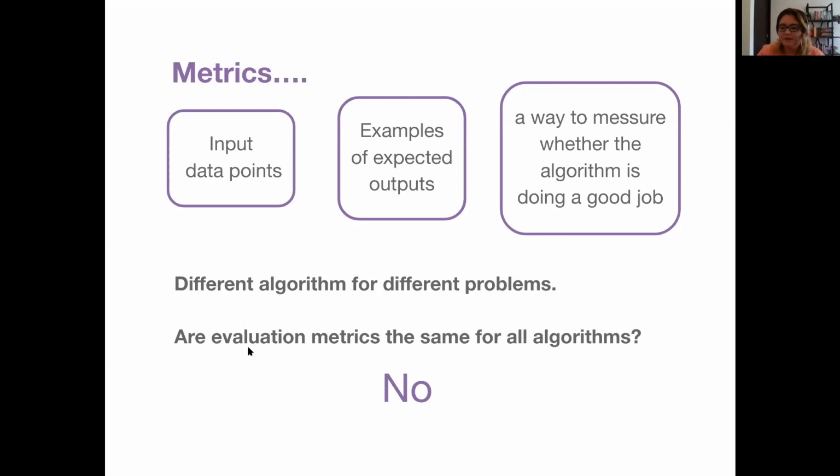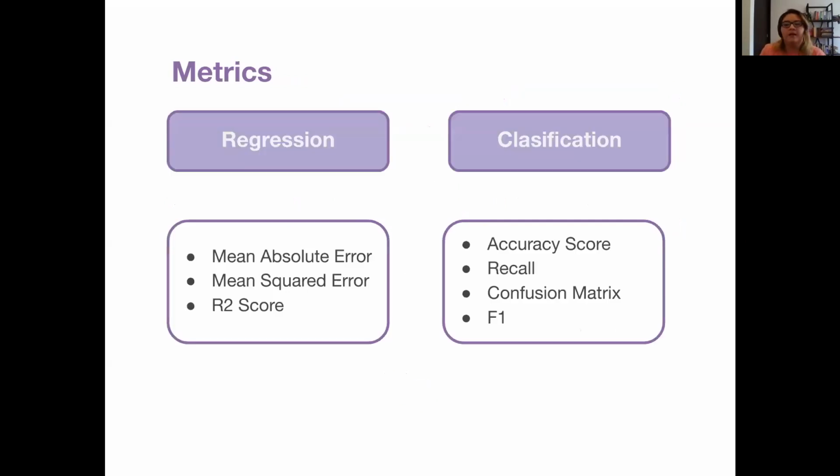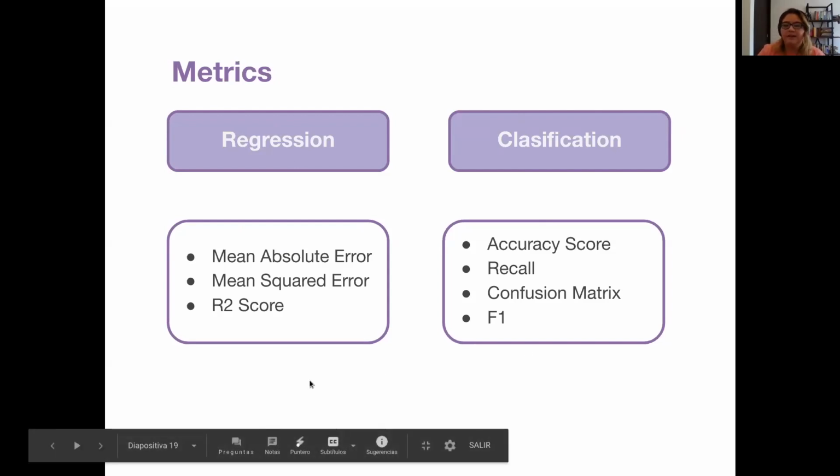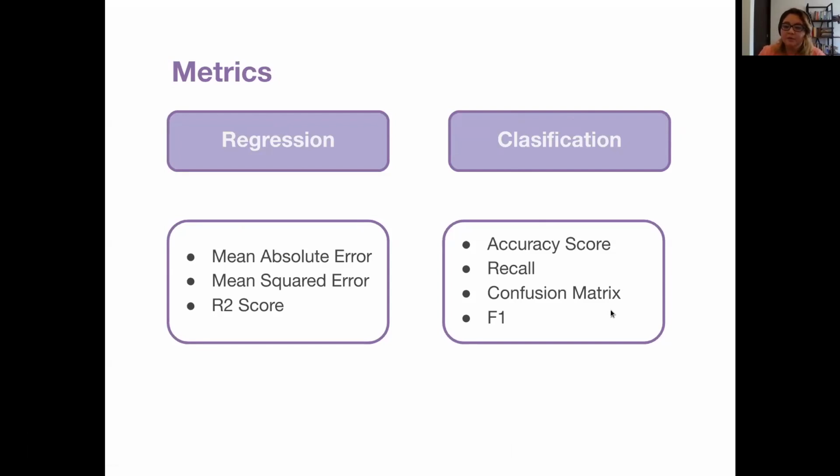Are the evaluation metrics the same for all the algorithms? And the answer is no. In a very simple way, I can tell you that regression and classification have their own metrics. For regression, those are the most common, and for classification, those are the most common. And this is very important because they are ways to describe the algorithms, but they tell very different information about the model. So I prefer to discuss this in the practical session.